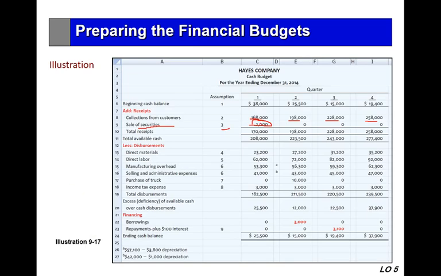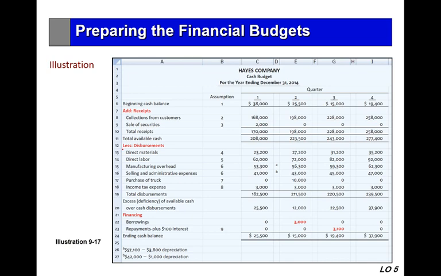Okay. Then the total here: we have 168,000 plus 2,000, which gives 170,000 total receipts. Here we don't have any sales of investments. Then we have 198,000 total collections or total receipts. Here total receipts same as here. Then we have the beginning balance plus the total receipts, which gives total cash available. Here we have the beginning balance with total receipts, and we have the total cash available. Here we have total cash available, etc.